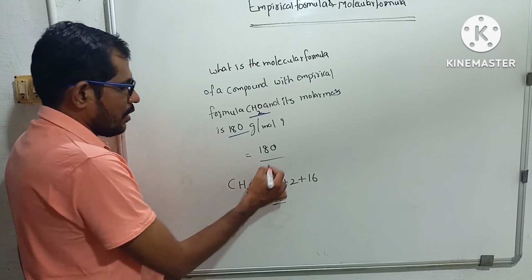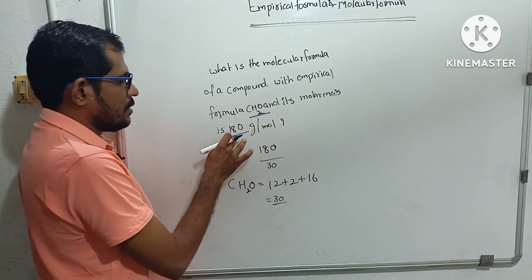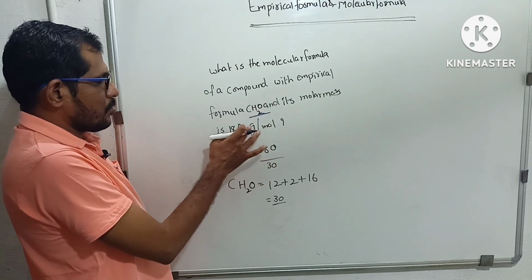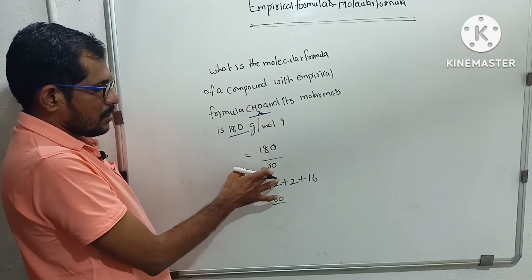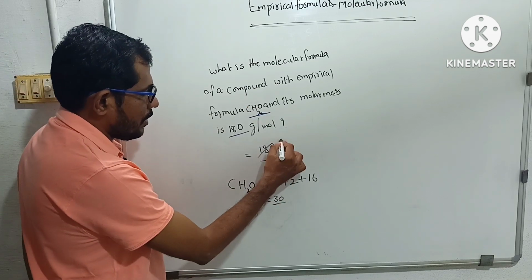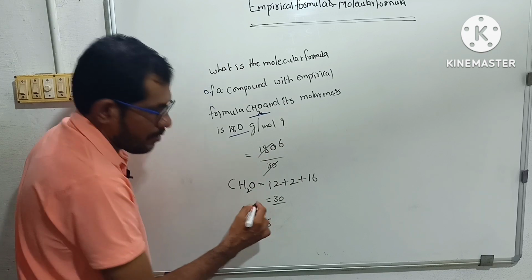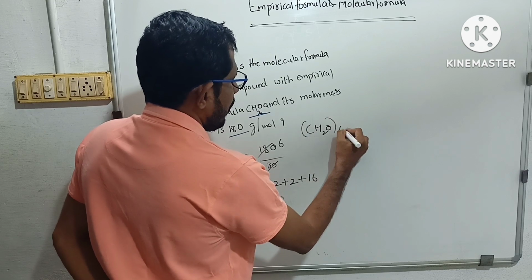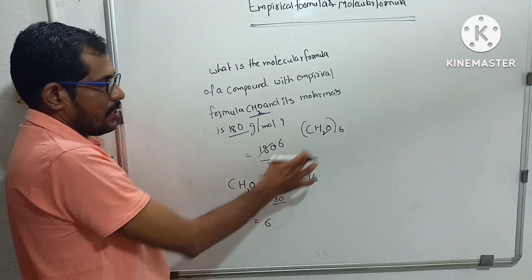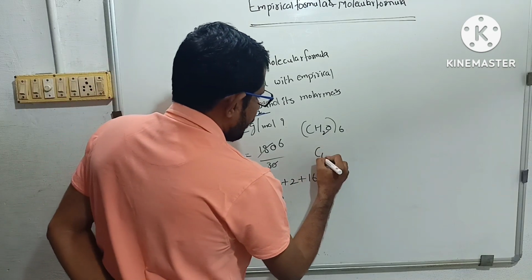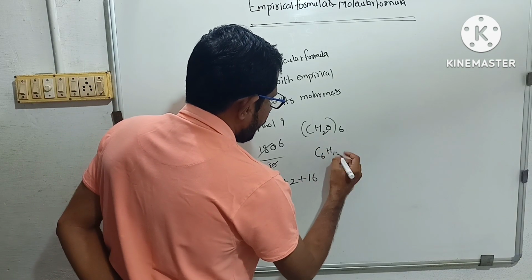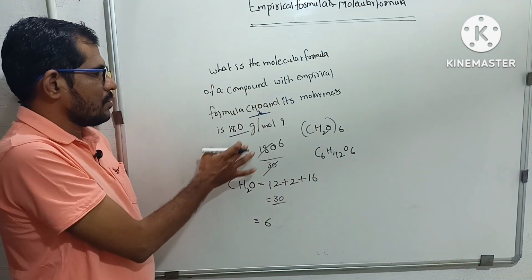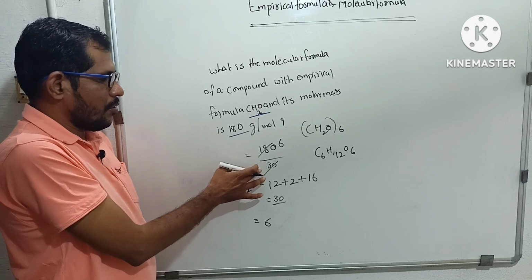What I told you: divide this molar mass by the molar mass coming from the empirical formula. If I divide this, 6 will come. Next step, write the empirical formula and multiply with this 6. So what will you get? C6H12O6.